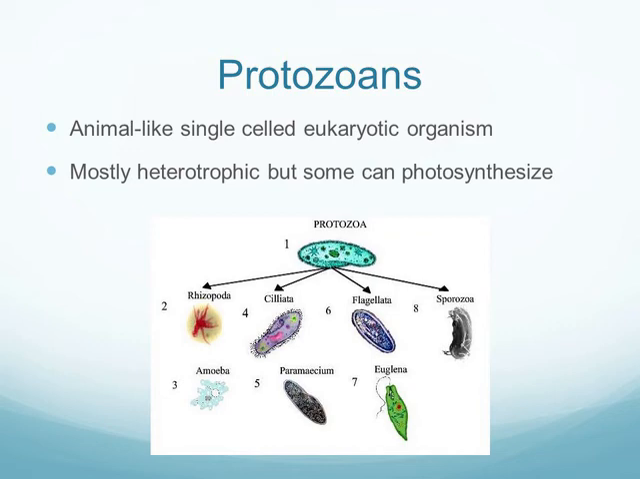You can have some different types. You can have rhizopoda, ciliates, flagellata, sporozoa, whatever. Anyways, you have parameciums, euglenas, and amoebas. Yes, amoeba is actually a category in the protozoans. So, yeah, those are fun.